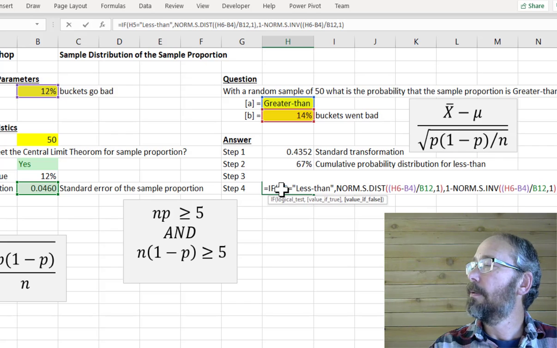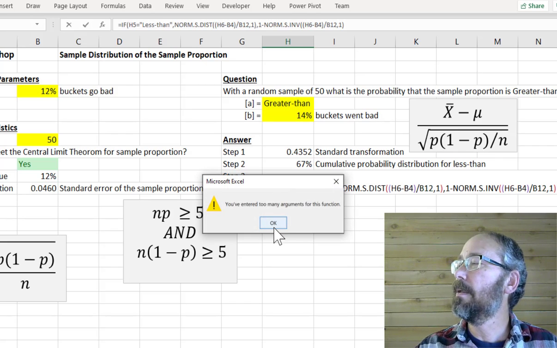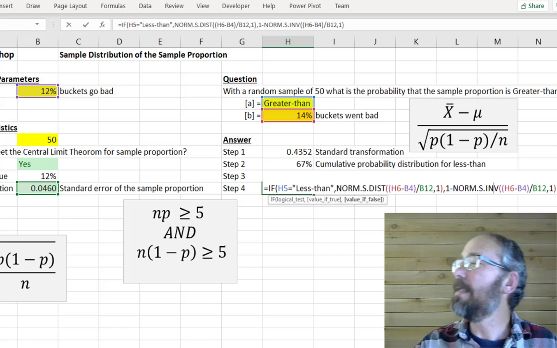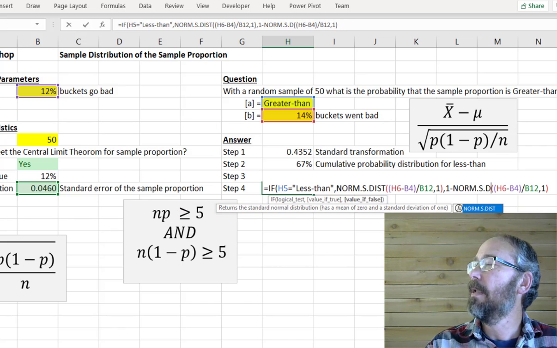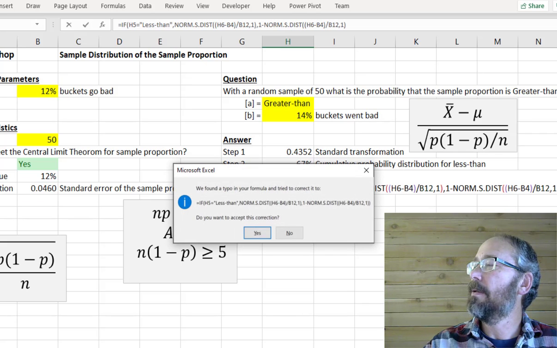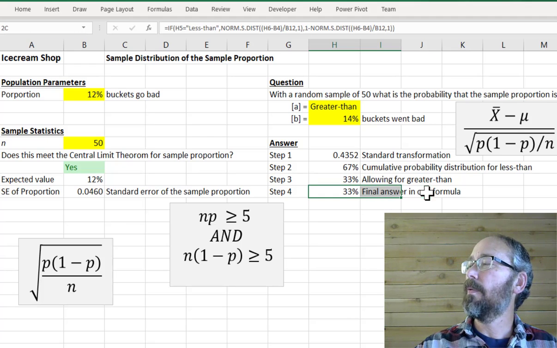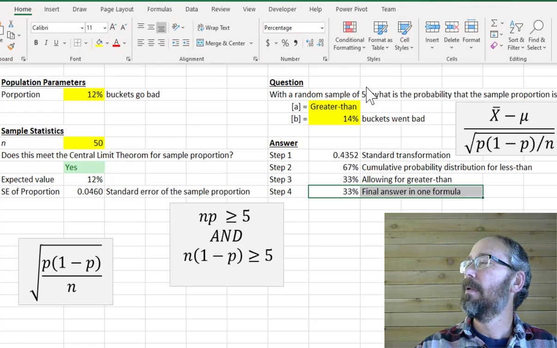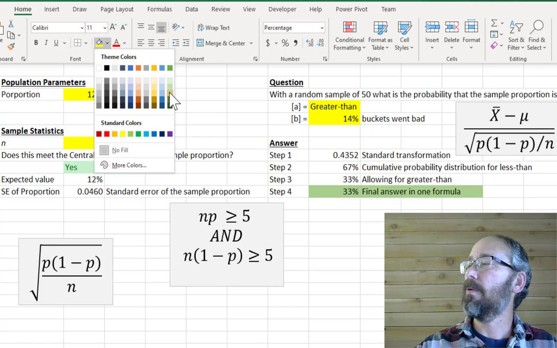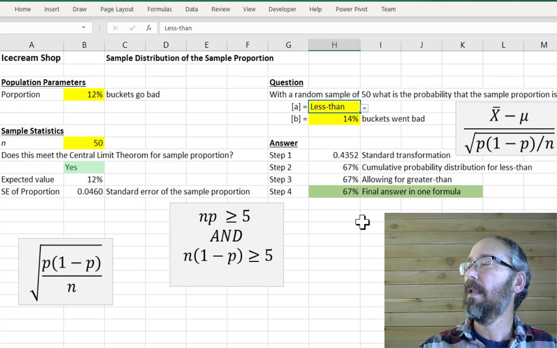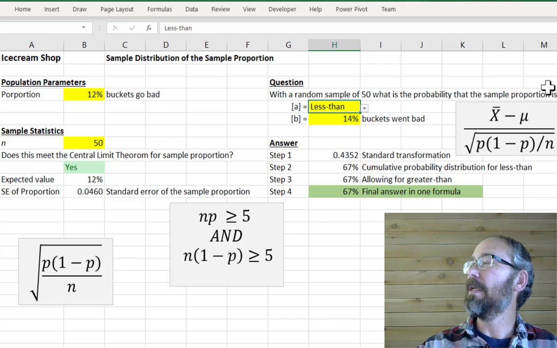And there we go. Now you've entered too many arguments. Okay, so let's go back here. So this is the norm, and somehow it's not. Oh, I did the inverse function. You got to pay attention to the details here. I want that function, and then it's going to correct the problem that I had with my parentheses. Okay, so there we go. We have the answer that we're looking for, and if we change this to less than, it should work. Yes, 67%. The probability that if we have a sample size of 50, that it's less than 14% went bad.